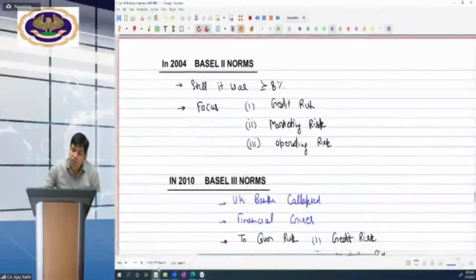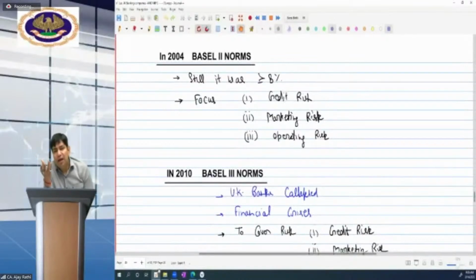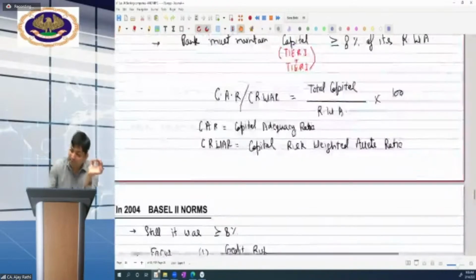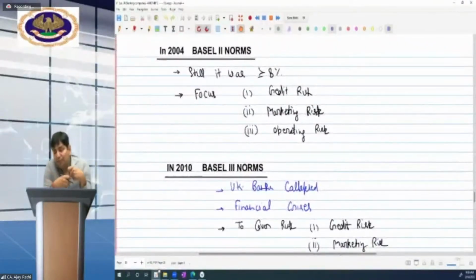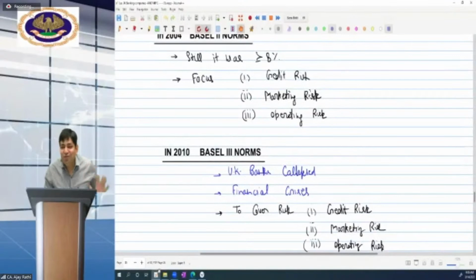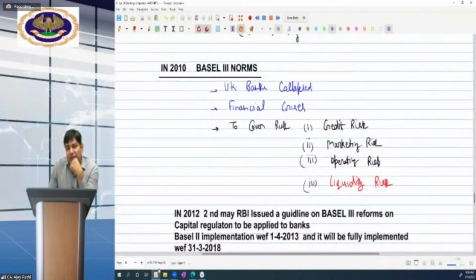Now, in 2004, the second, updated version came. Basel 2 came into existence, and while the existing norms covered the credit risk, now they also covered credit, market and operating risk. Still the percentage was the same, capital must be at least 8% of risk weighted assets. Then further, when I became a CA, some UK banks collapsed, and another reason came to light, and keeping that in mind another updated version came, called Basel 3.